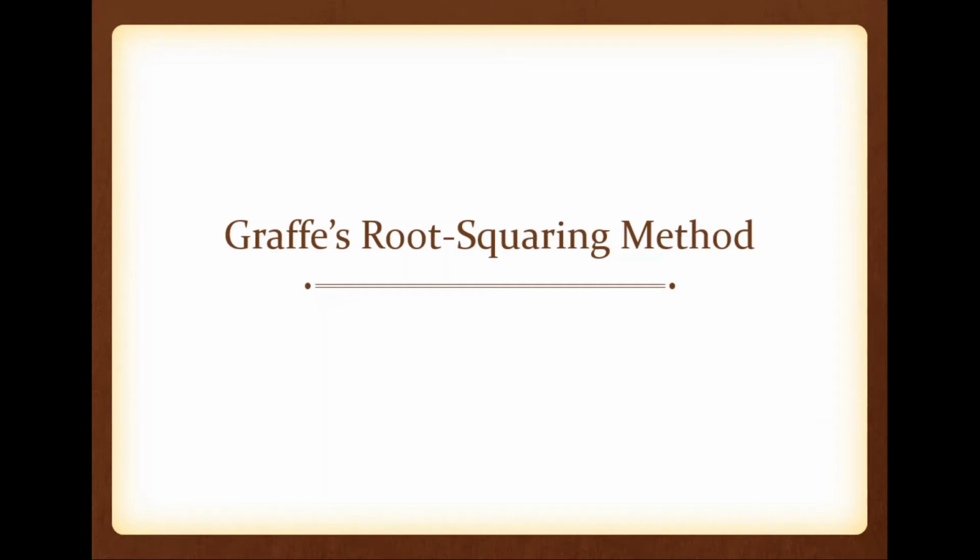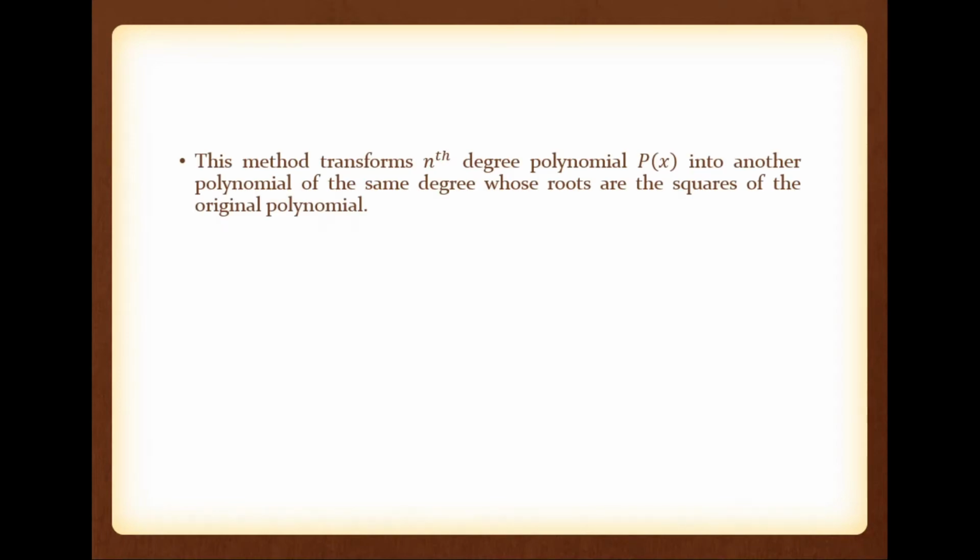So, dear students, today we are going to discuss the Gauss root squaring method. In this method, the Gauss root squaring method transforms the nth degree polynomial p of x into another polynomial of the same degree whose roots are the squares of the original polynomial's roots.